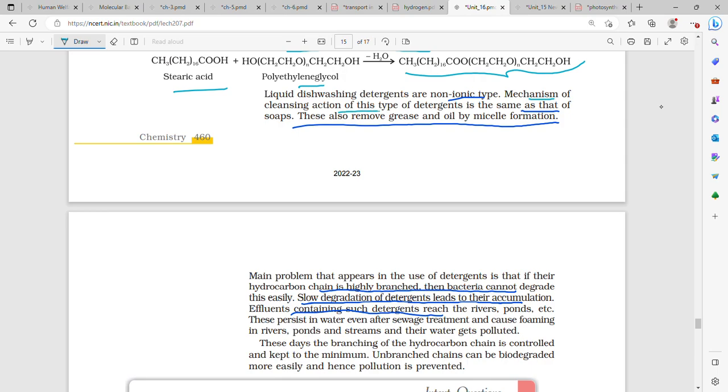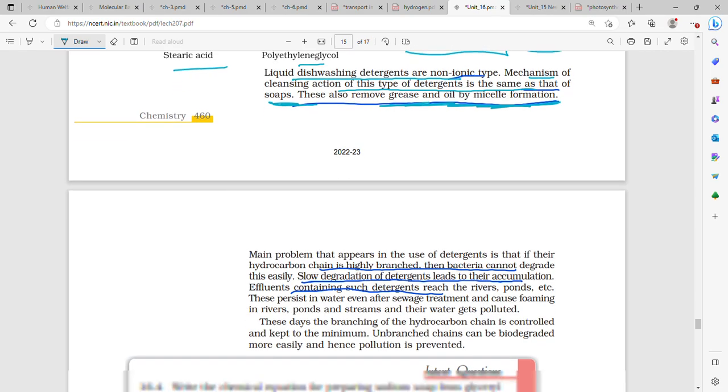The mechanism of cleansing action of this type of detergent is the same as that of soaps. These also remove grease and oil by micelle formation. So liquid dishwashing detergents are of non-ionic type first off. Then the mechanism of cleansing action of this type of detergent is the same as that of soaps. They also remove grease and oil by micelle formation.